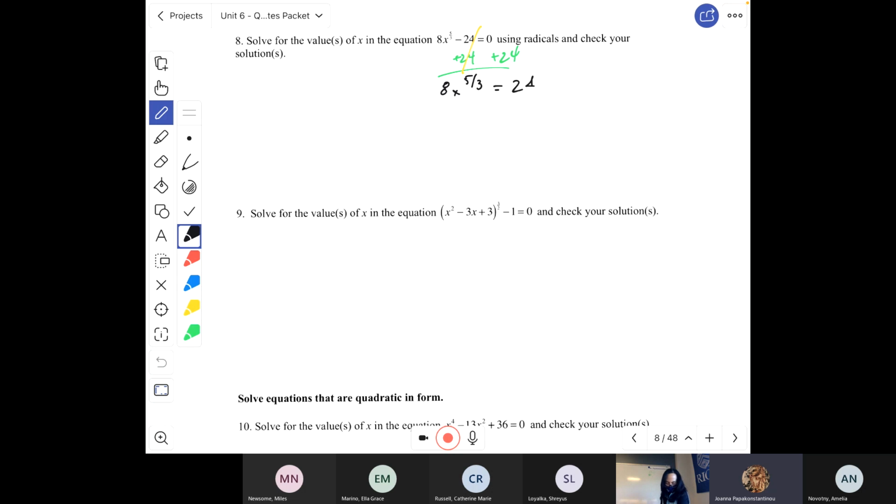What might we want to do next to make this problem a little bit easier? Divide each side by 8. Excellent. So x to the 5/3 power equals 3. And then to isolate the x, if I want to address it in terms of a rational exponent, what would I do?